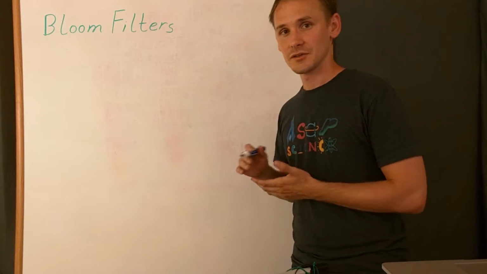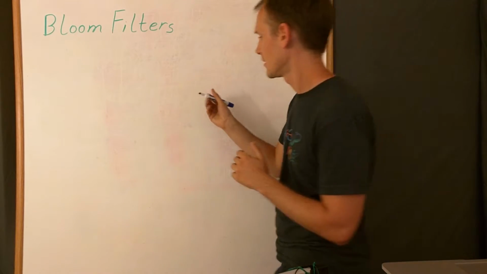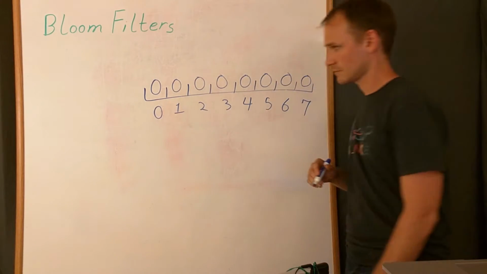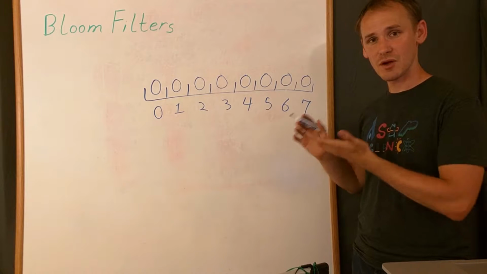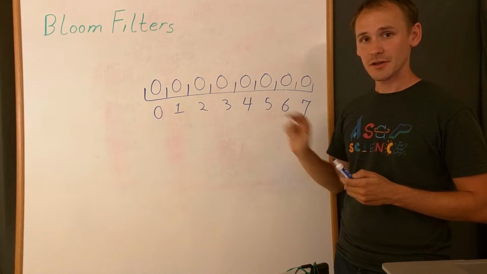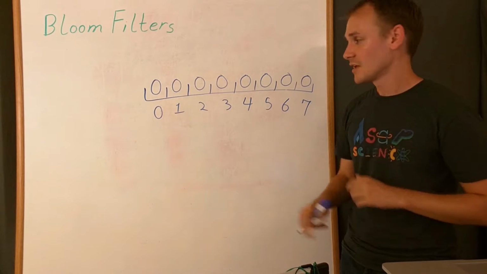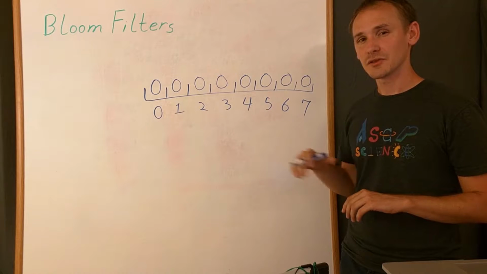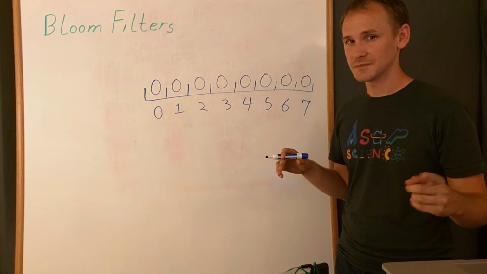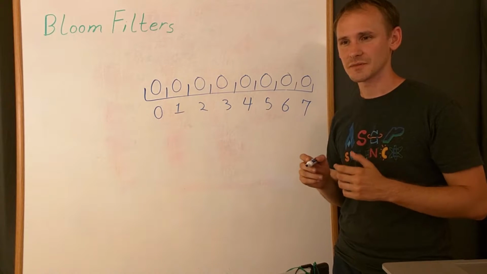So in a Bloom filter, you start out with an array of bits that are all set to 0. So now we have a small Bloom filter with only 8 bits in it. The idea is that if there's a 0 there, that means that the thing that you're looking for is definitely not in the Bloom filter, and if there's a 1 there, then the thing you're looking for is maybe in the Bloom filter.